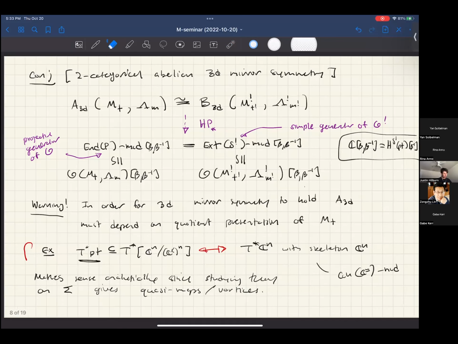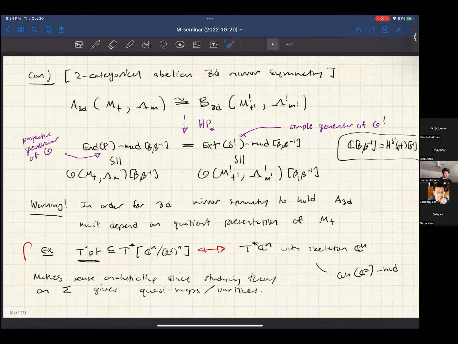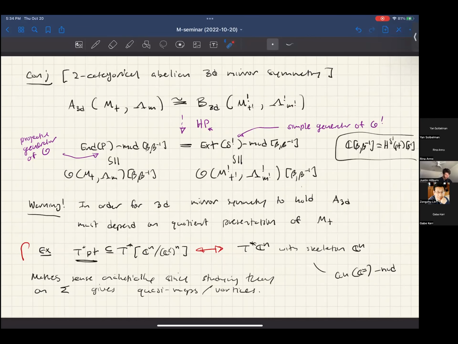Yeah. And the geometric input that's going to be responsible for this is kind of like, in this very simple example, I swapped the 0 section of my cotangent bundle with a cotangent fiber. And so this thing is going to be like my simples. These are like components of my skeleton, and these things are transverse to my skeleton. Okay. And so that's roughly what we expect this thing to look like.